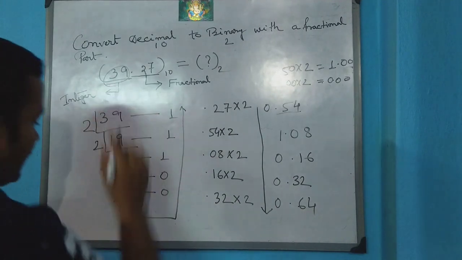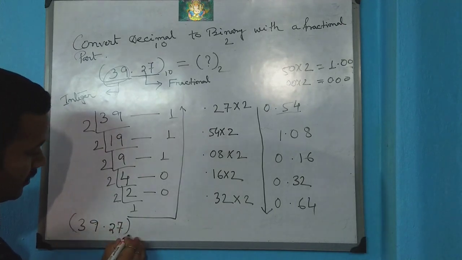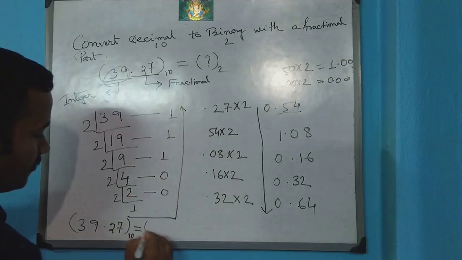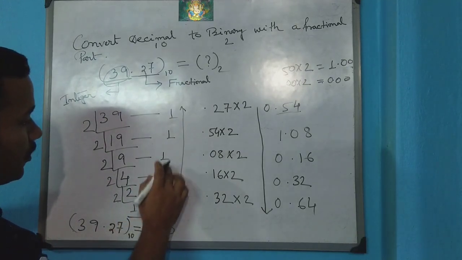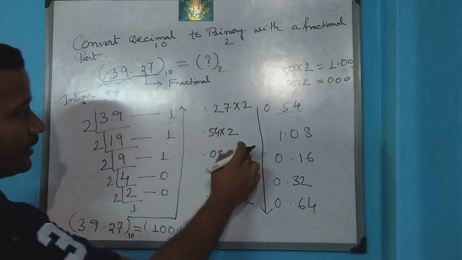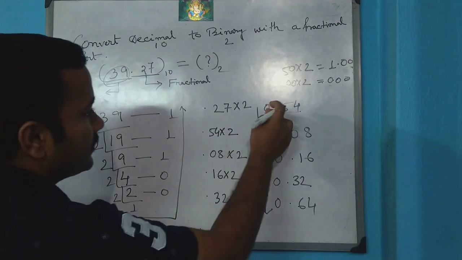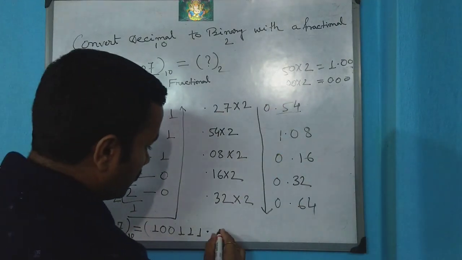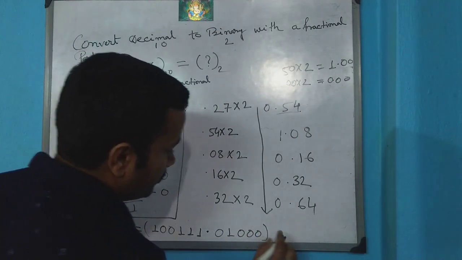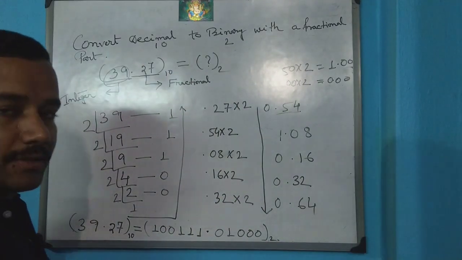So we can say that 39.27 in base 10 equals: 39 means 100111, and 0.27 means 01000, in base 2. Is that clear?